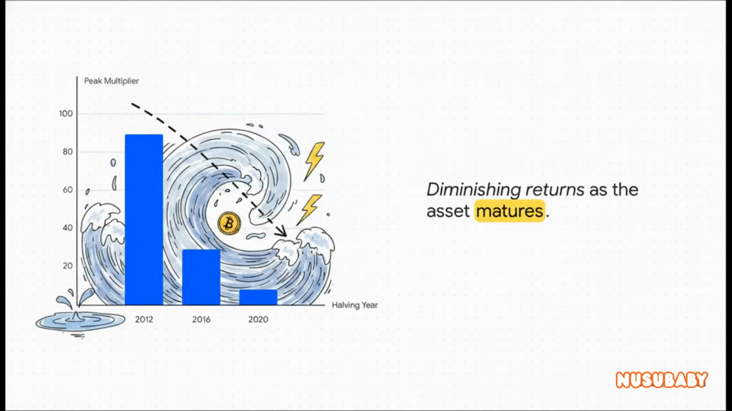But wait, you really need to observe this clear trend of diminishing returns here. We went from an 89x multiplier down to a 29x multiplier to an 8x multiplier. Why is that happening? Well, it's simple physics, really. As the asset matures and its total market cap swells into the trillions of dollars, it requires exponentially more capital to move the price. The percentage gains naturally have to become much more modest. It's like a puddle is super easy to splash, but an ocean, that takes a massive storm to move.